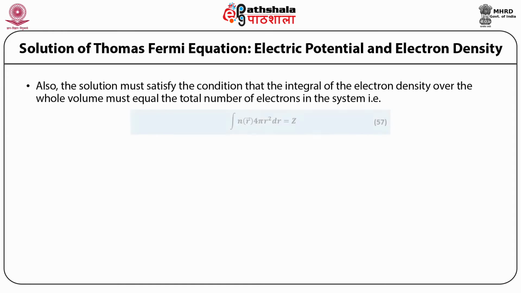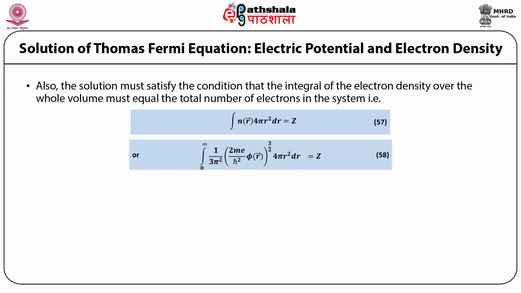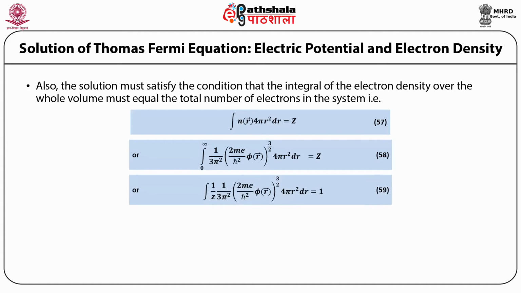That is, integral of n(r) 4 pi r square dr is equal to Z, or integral from 0 to infinity 1 upon 3 pi square into 2 me upon h bar square phi r raised to power 3 by 2 4 pi r square dr is equal to Z, or integral of 1 upon Z into 1 upon 3 pi square multiplied by 2 me upon h bar square phi r raised to power 3 by 2 multiplied by 4 pi r square dr is equal to 1.